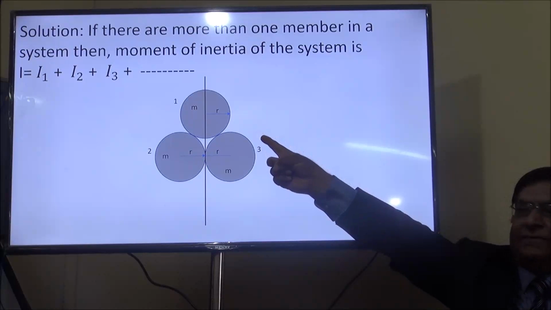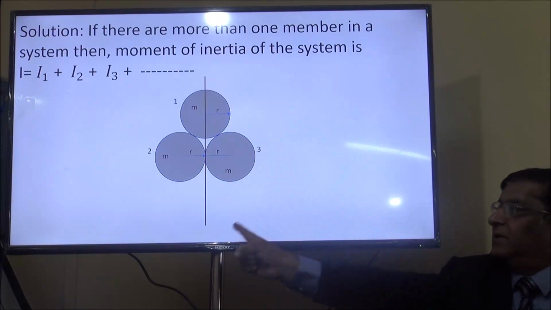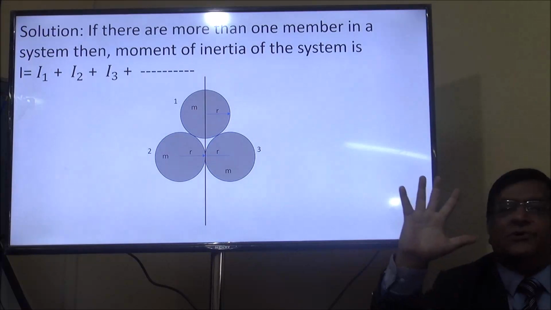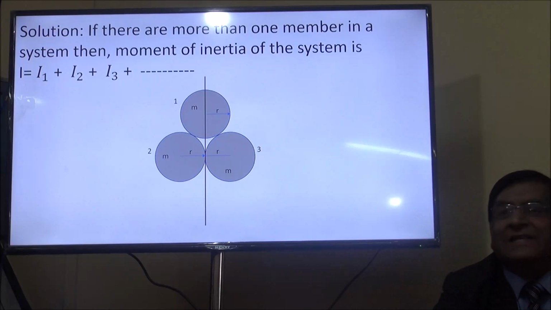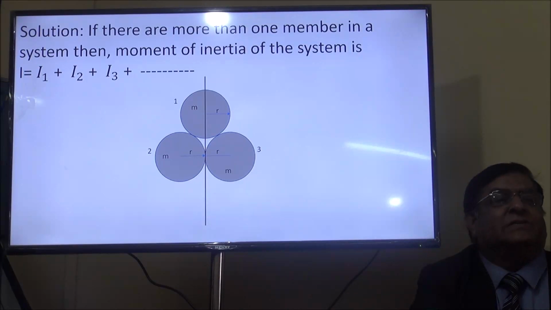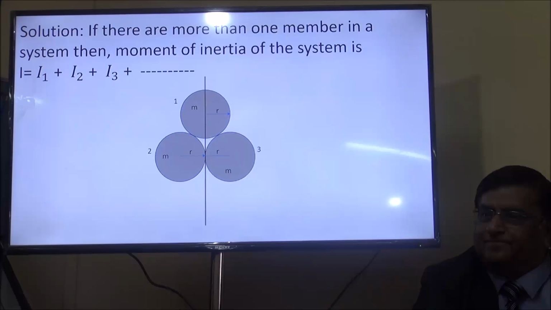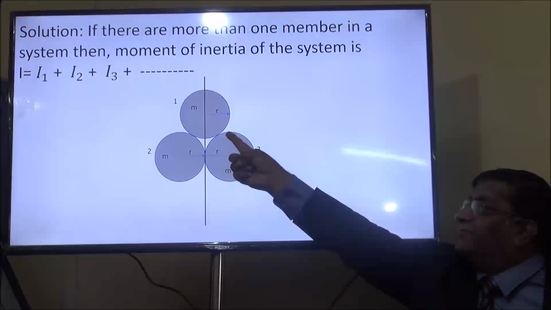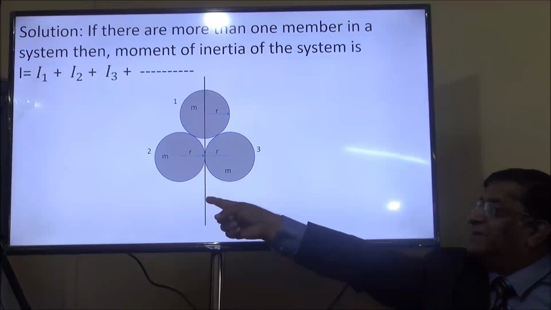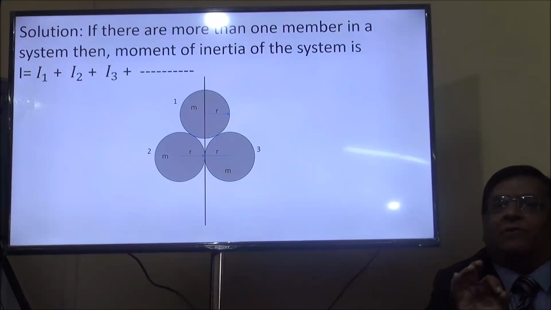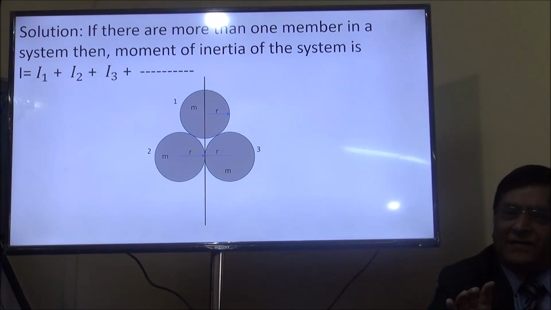See the top one. First sphere, it is rotating about this axis. A sphere which is rotating about its own axis has a moment of inertia, and we know that moment of inertia is 2 upon 3 mr square. This axis is passing through the center of mass. Because it is passing through the center of mass, that formula will be applied, 2 upon 3 mr square.